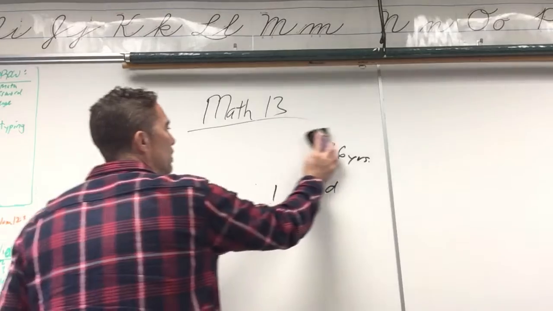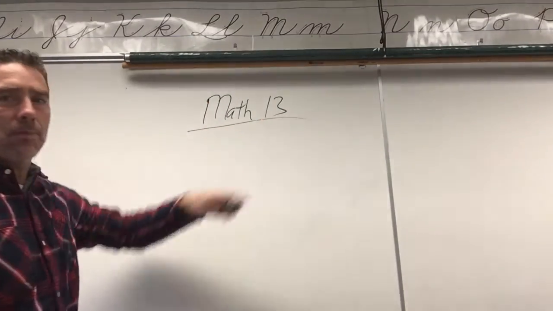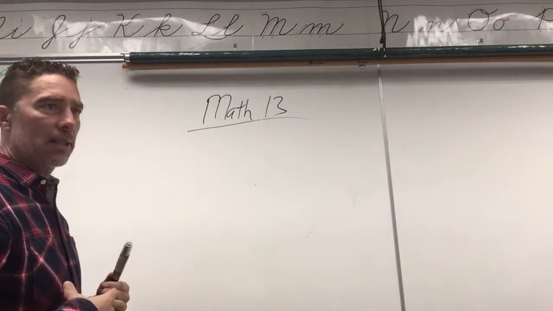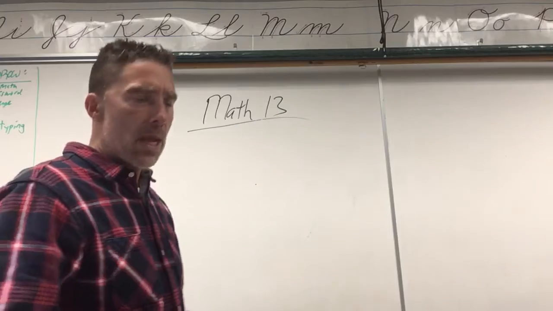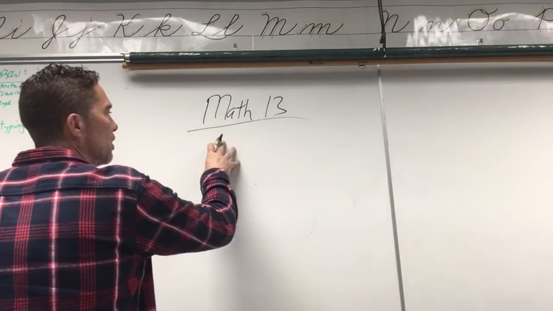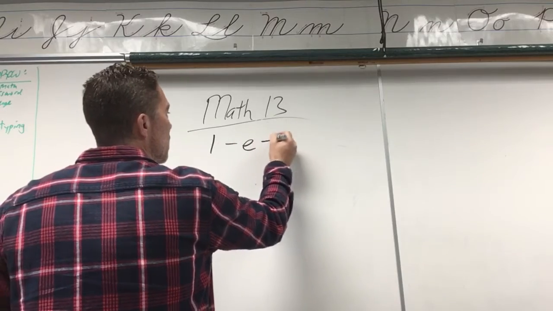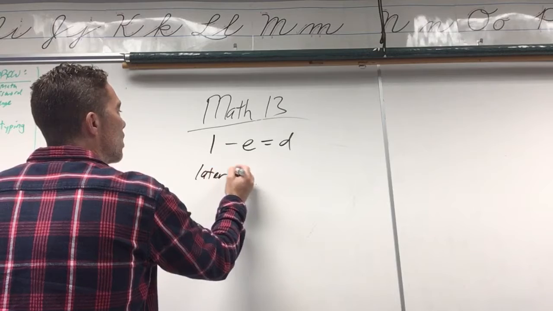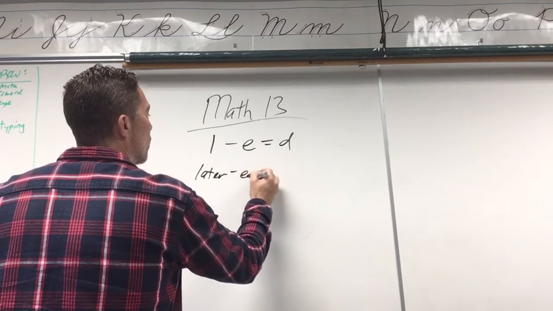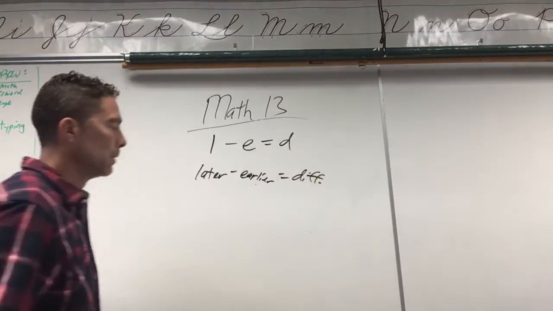But another comparison problem in Math 13 has to do with elapsed time. So that's time that has gone by. And in that subtraction pattern, we see an L minus an E equals the D. And this stands for later minus the earlier equals the difference.